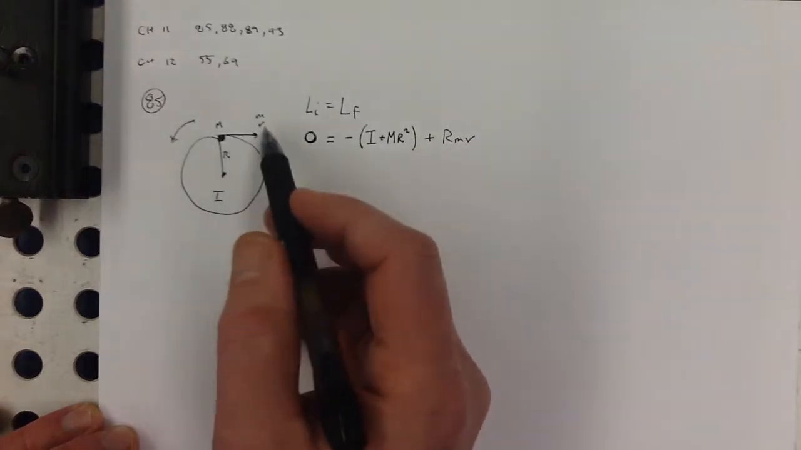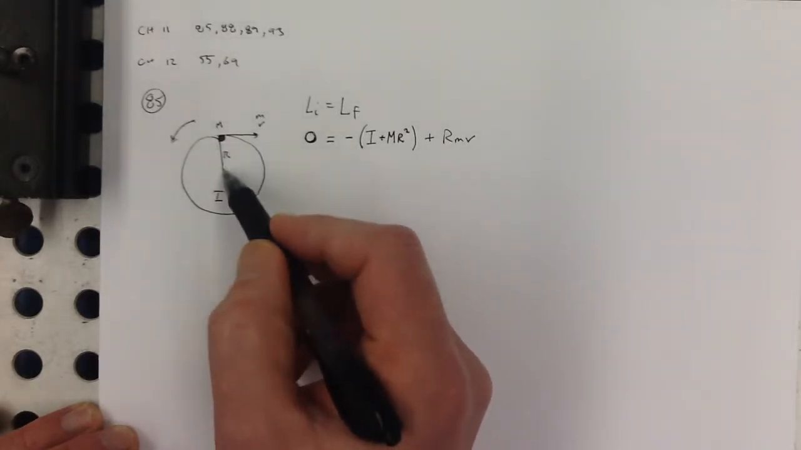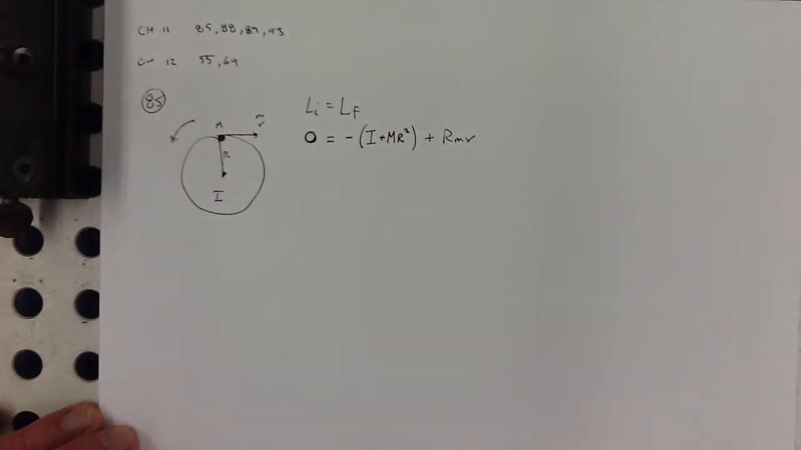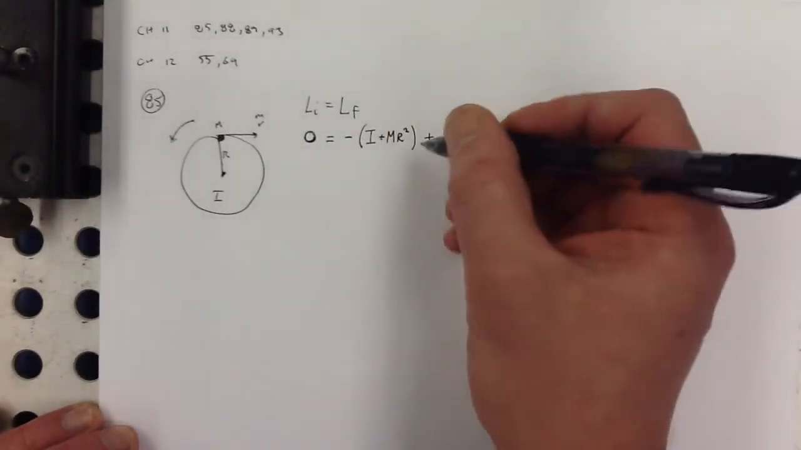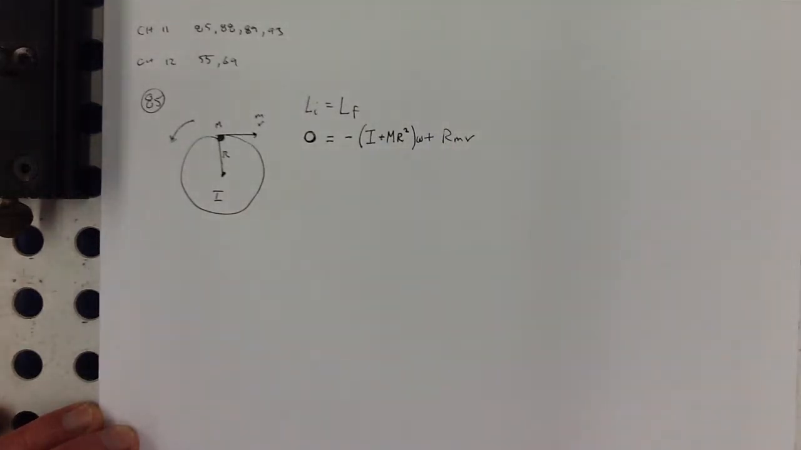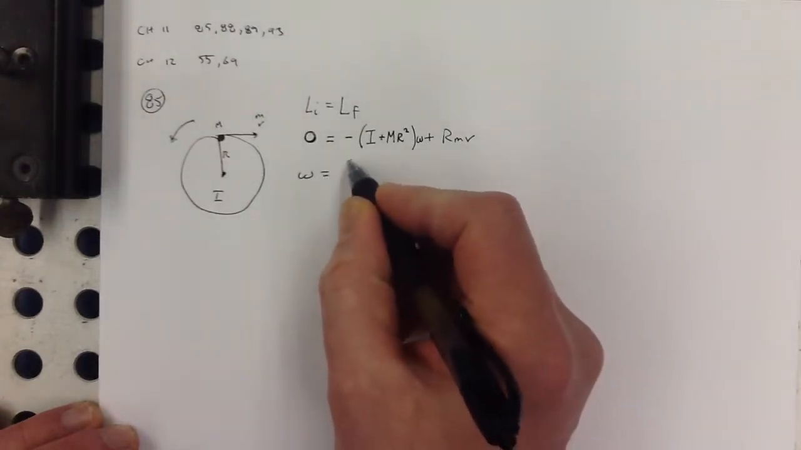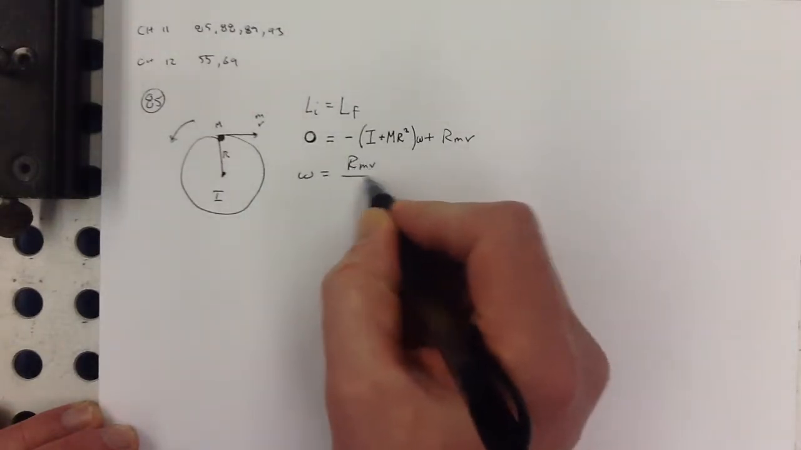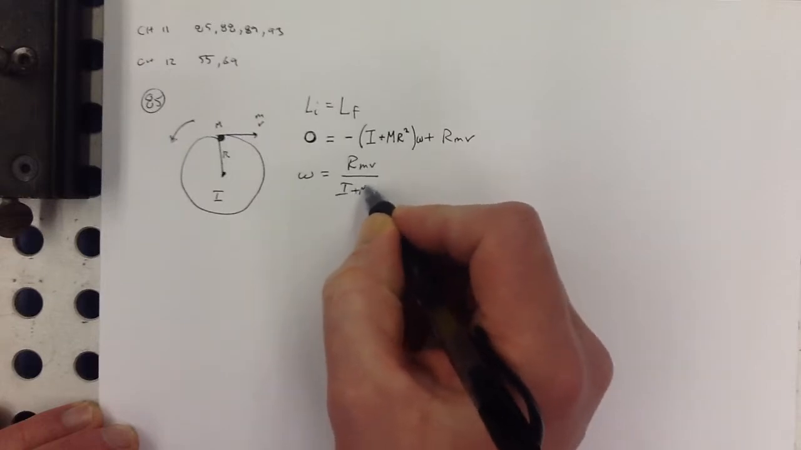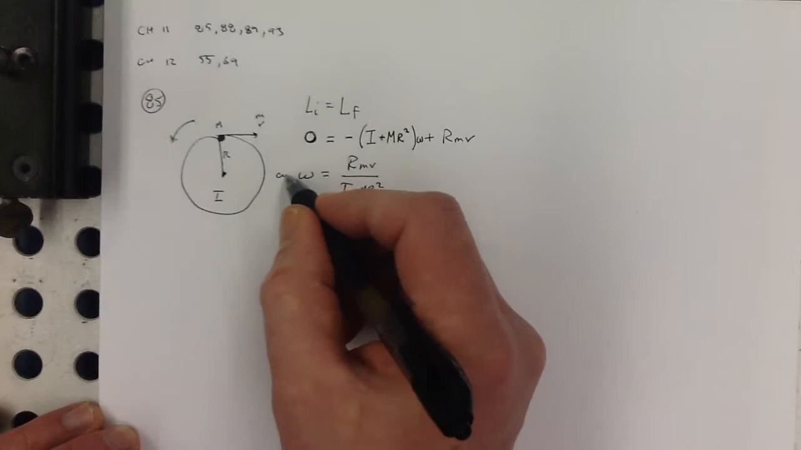The sine theta I do not need. If I pick this point here, the r sine theta would just be this r. Right? And, oops, I forgot the omega. Which is important because that's what I'm trying to solve for. So omega is going to be equal to rmv over I plus mr squared. And I think that's part A.